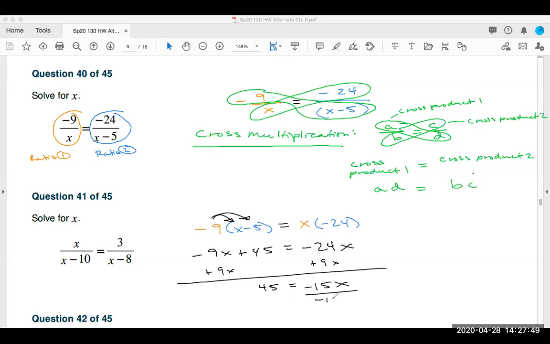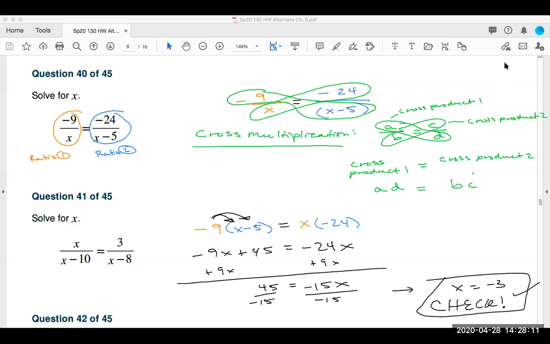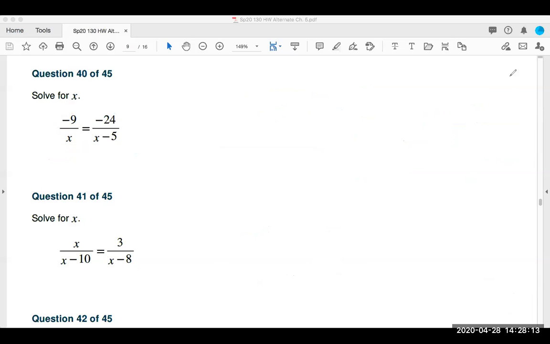And then divide to get the x by itself. Oh, we have x equals -3. Don't forget to check. In this one, it checks out. All right, let me clear this out. I'm going to leave number 41 for you guys to try. And then we get to the word problems and we'll be done with this.